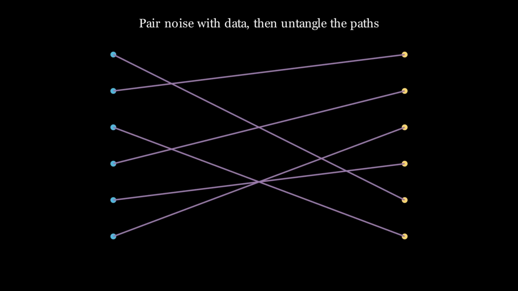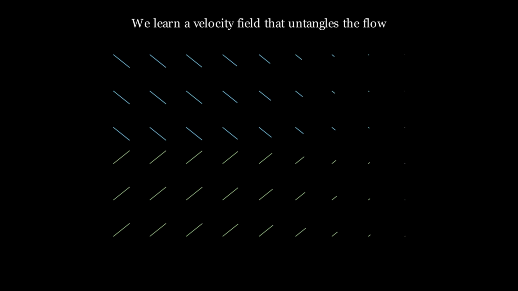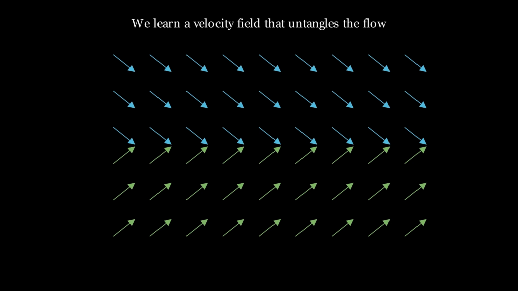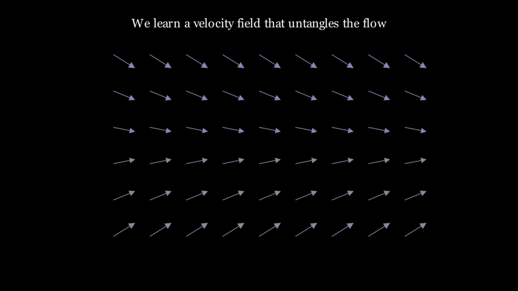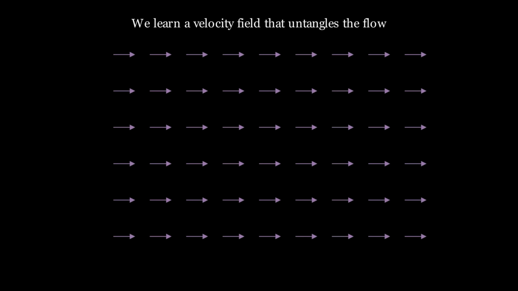So instead, we start by pairing random noise with real data and interpolate between them. But even then, these straight paths still cross everywhere. The key idea of rectified flow is to untangle these trajectories. Instead of fixing the paths directly, we learn a velocity field, a function that tells every point where to move next. When multiple paths pass through the same point, we simply average their directions. This simple idea gradually removes all crossings. What we get is a smooth, non-crossing flow.